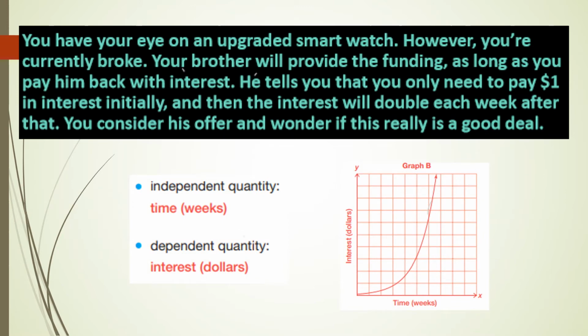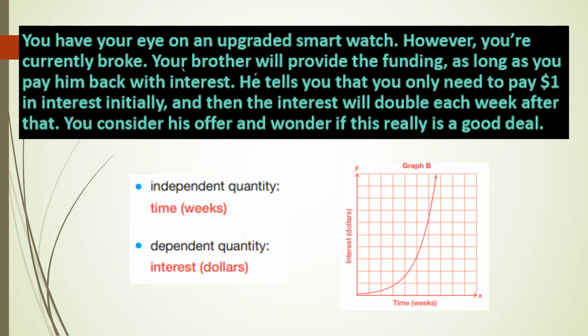So now we are back looking at this real world scenario. We're looking at two things. The independent quantity is your time. You're looking at it in weeks, and your dependent quantity is the interest, and it's measured in dollars. And I have a graph that you can see right here. This is called an exponential growth graph because it is increasing from left to right.